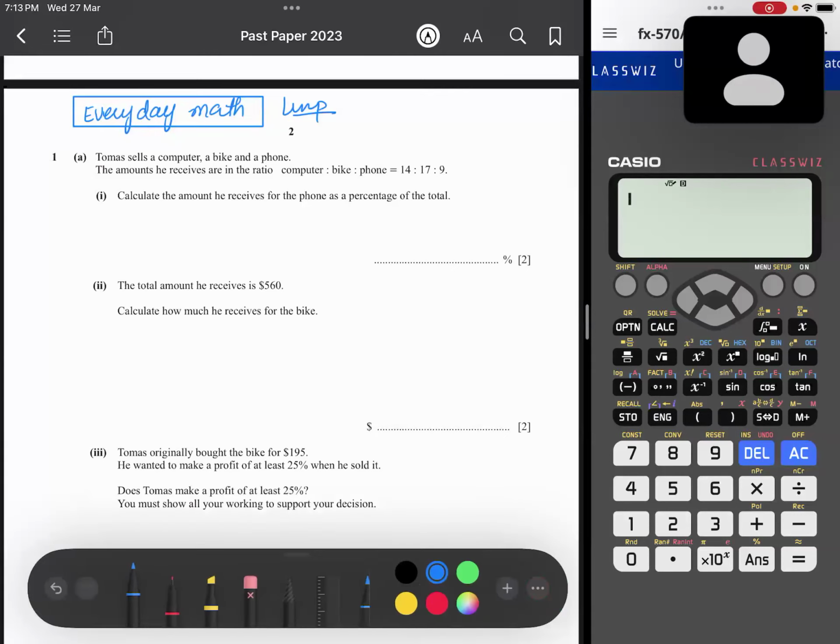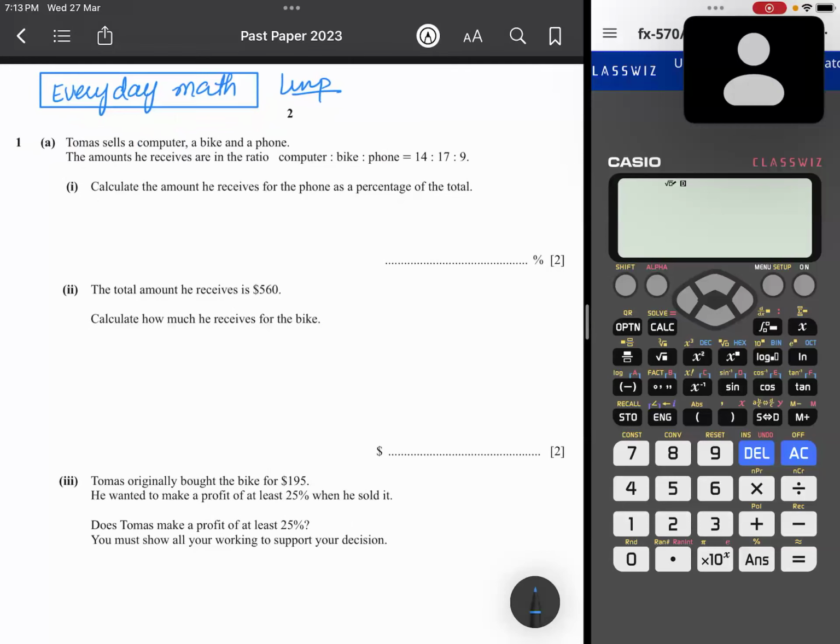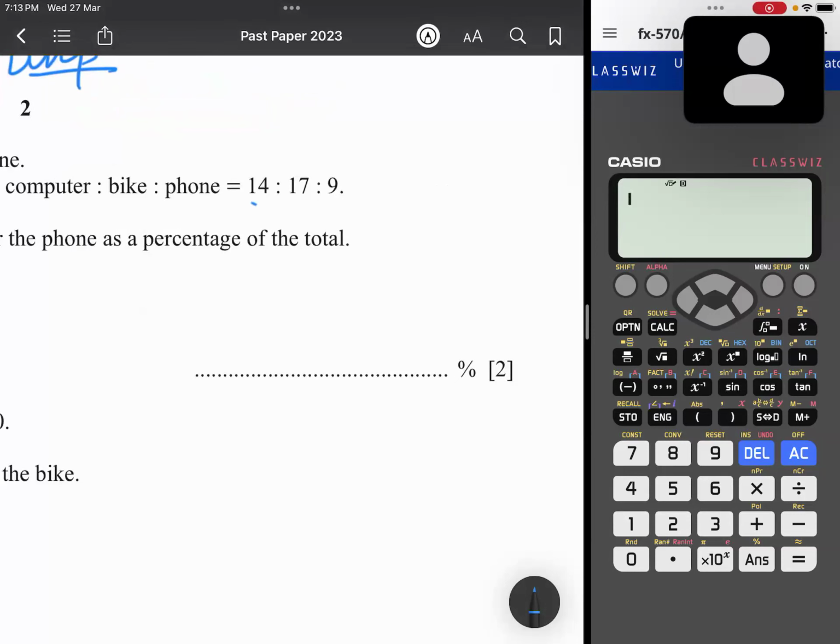So, beta, now listen to me very carefully. They say that Thomas sells a computer and a bike and a phone, and the amounts he receives are in the ratio computer, bike, phone. So, first of all, let's add the ratio and see what the sum of the ratio is. So, 14 plus 17 is 31, 31 plus 9 is 40. That is the sum of the ratio.